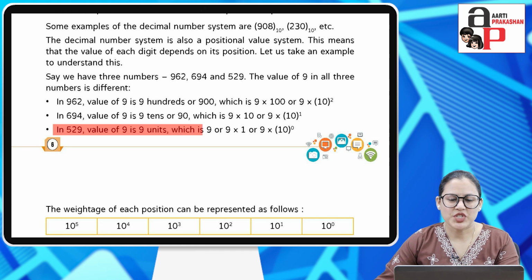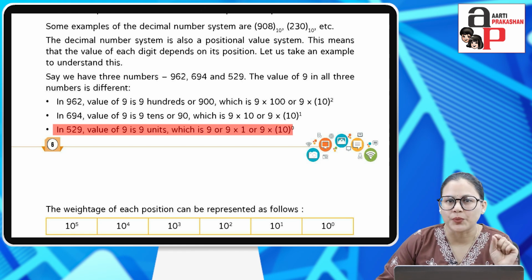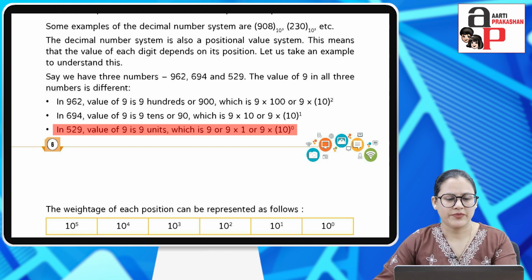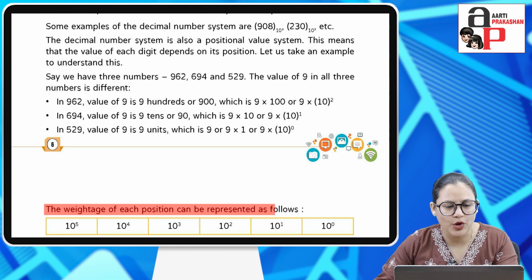In 529, the value of 9 is 9 units, because 9 is at the ones place, or units place, which is 9, or 9 into 1, or 9 into 10 raised to the power 0. 10 raised to the power 0 is 1. Okay. The weightage of each position can be represented as follows.